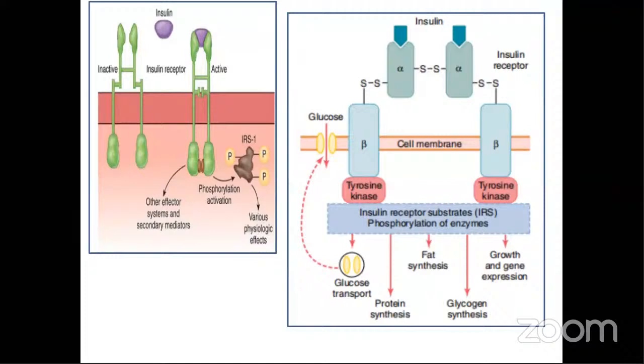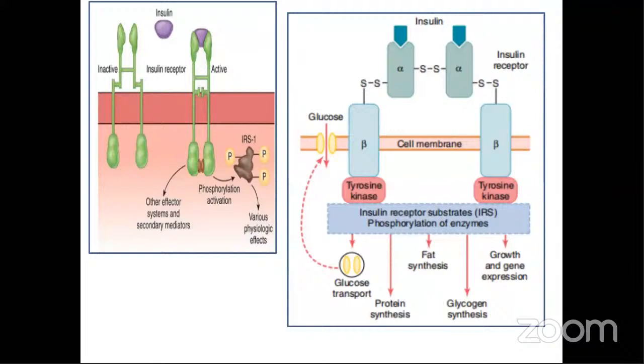But here, what is the difference? The beta subunit of the insulin receptor itself will act as tyrosine kinase, and that will cause phosphorylation of various enzymes and it produces insulin receptor substrates, and that will bring about effects like increasing glucose transport, increasing protein synthesis, increasing fat synthesis, glycogen synthesis, increasing growth and gene expression.